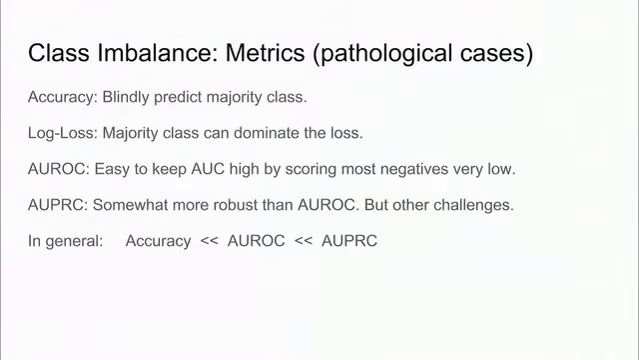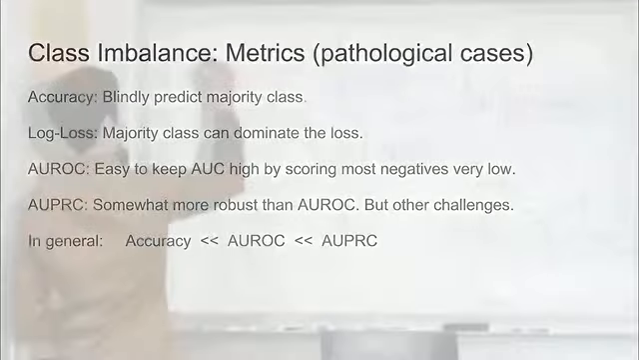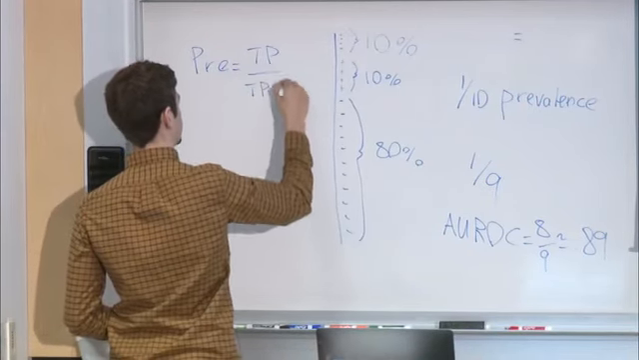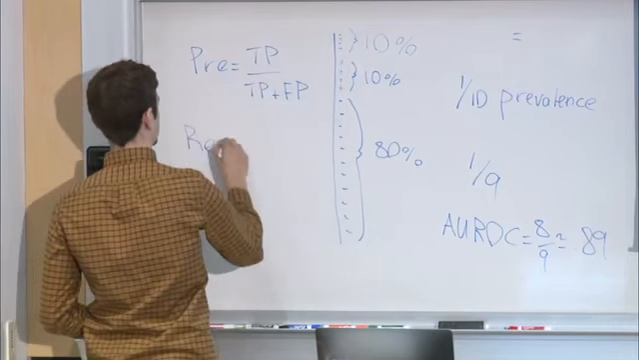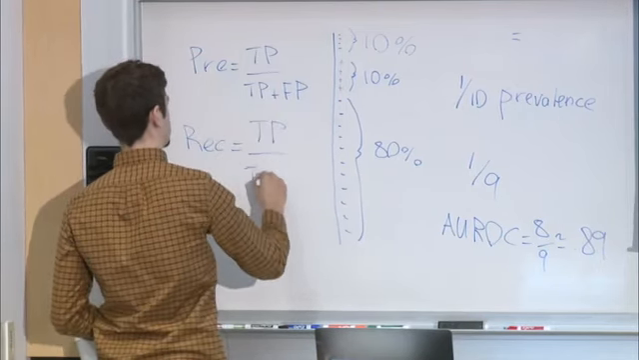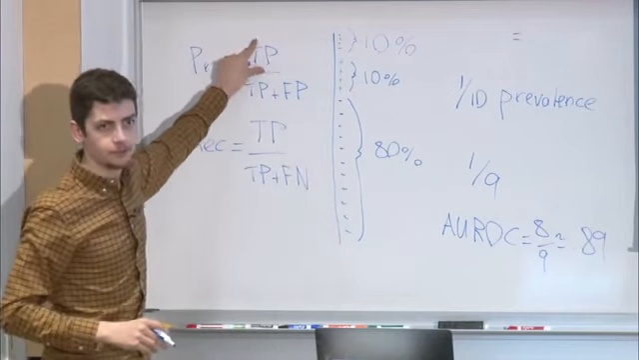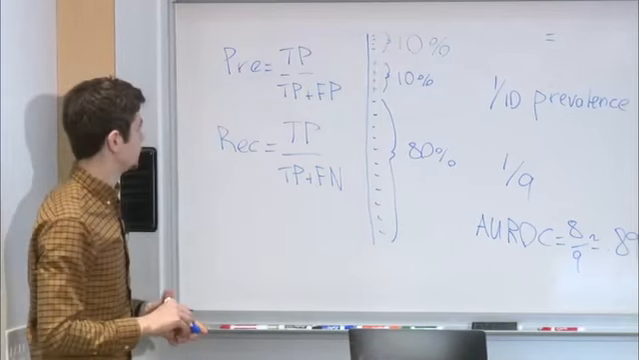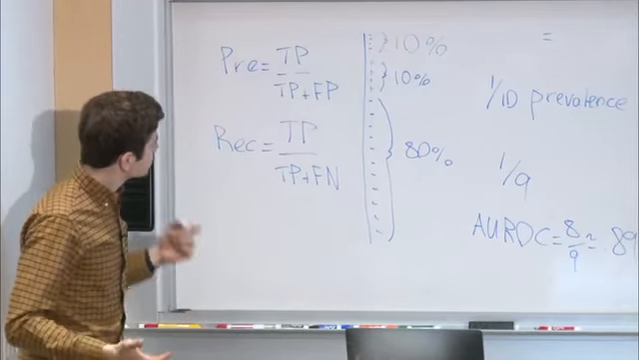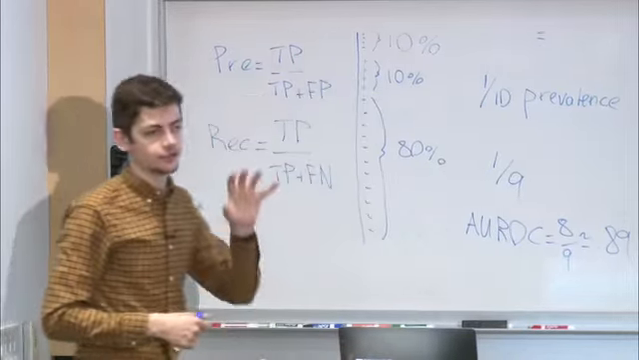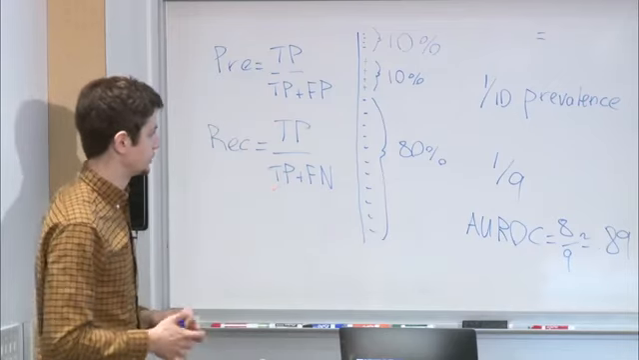And so AUPRC sort of gets over a lot of these issues. The reasoning for that is, if you'll recall, writing out precision: true positives over true positives plus false positives. And recall is true positives over true positives plus false negatives. Both of these terms are mainly focusing on the numerator, which is all about the true positives. So it puts a lot of emphasis, if you'll recall, on that top left corner of the confusion matrix, which is emphasizing the true positives.